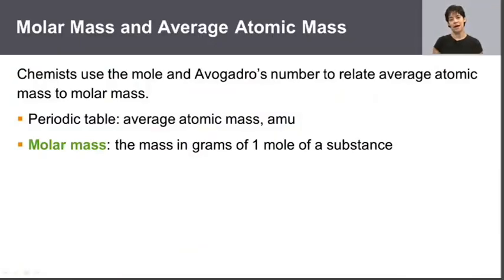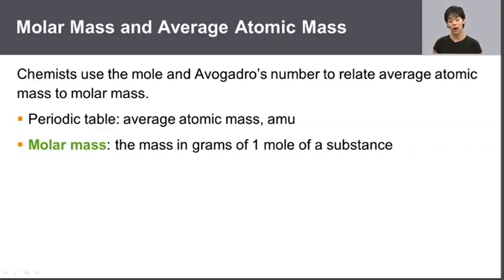The molar mass is the mass in grams of 1 mole of a substance. Remember, we had that hydrogen, and it was exactly the same as the atomic mass, the grams. Remember, we had the magnesium. It was exactly the same in grams. The 1 mole was the same in grams as the atomic mass.